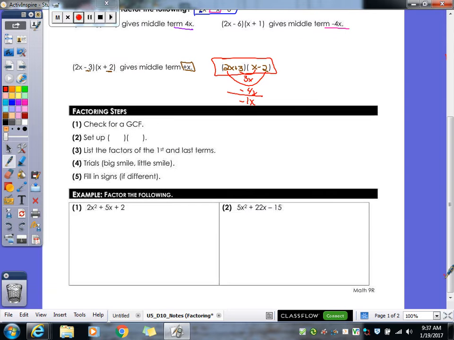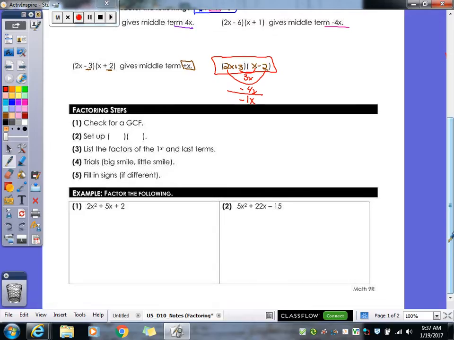So our steps for factoring are exactly the same. You want to see if you have a GCF first, and then you're going to set up our trinomial, figure out your signs, figure out your factors, and then do your check. So let's look at problem number 1. We have a 2x squared, a 5x, and a 2. Do we have a GCF there? 1. But whenever it's a GCF of 1, we don't actually do anything with it. So this is just going to be a trinomial factor.